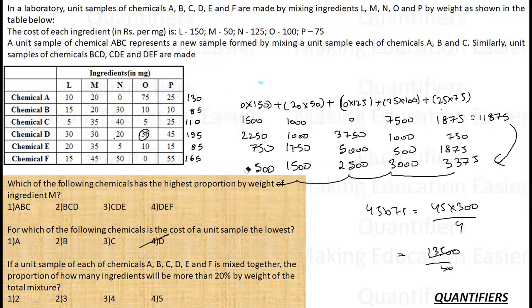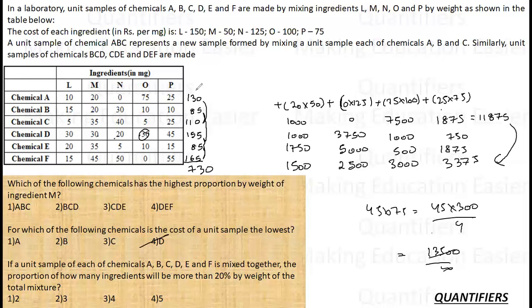Last question. Last question says, if a unit sample of each of the chemicals A, B, C, D, E, F is mixed together, that is, I'm adding all of the ingredients. So 1, 240, 325, and 155, and 320, 10, 85. The total is going to be 730, right? Perfect, 730. Right. So now, which of the ingredients is above 20%?